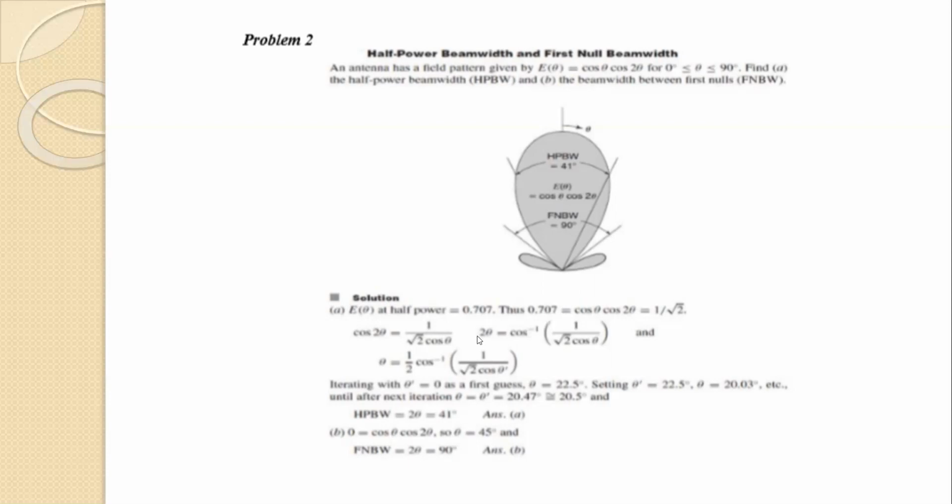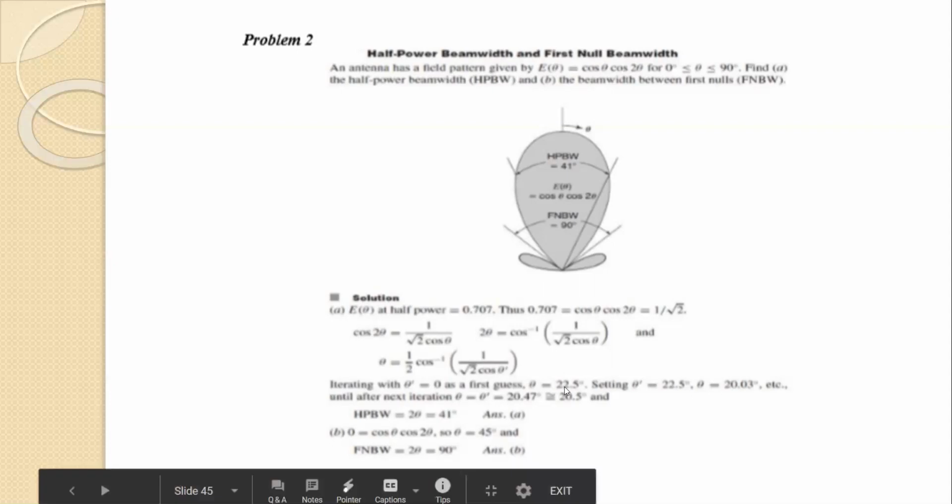So 0.707 equal to 1 by root 2. So cos 2 theta equal to 1 by root 2 into cos theta. So 2 theta is the cos inverse. By trial and error method or by using a calculator, find the theta value which is closest. So approximately theta equal to 20 degree, 20.1 degree. So HPBW equal to 2 into 20, approximately 41 degree.